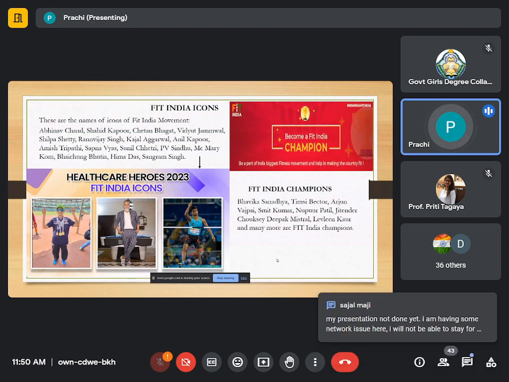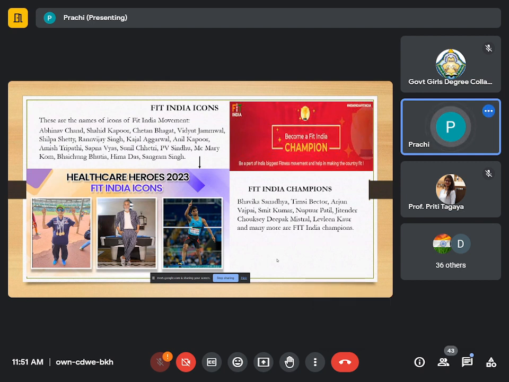Fit India champions are also there, like Bhavika Sanadhya, Timsi Bector, Arjun Tajpai, Sumit Kumar, Nupur Patil, and others, who gave their contribution for the movement through their social media handles by participating in various programs. They motivate people to join the fitness.